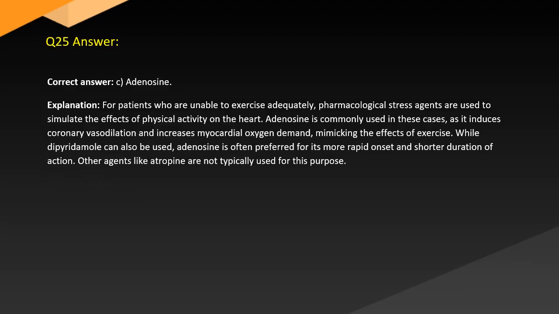Answer. Correct answer: C. Adenosine. Explanation. For patients who are unable to exercise adequately, pharmacological stress agents are used to simulate the effects of physical activity on the heart. Adenosine is commonly used in these cases as it induces coronary vasodilation and increases myocardial oxygen demand, mimicking the effects of exercise. While dipyridamole can also be used, adenosine is often preferred for its more rapid onset and shorter duration of action. Other agents like atropine are not typically used for this purpose.